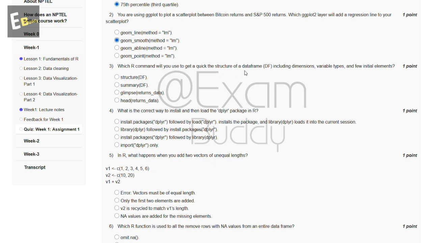Now the third question is: which R command will you use to get a quick look at the structure of a data frame, including dimension, variable type and a few initial elements? So these are the options: str(df), summary(df), glimpse(returns_data), head(returns_data). So the answer of the third question is C, glimpse(returns_data).